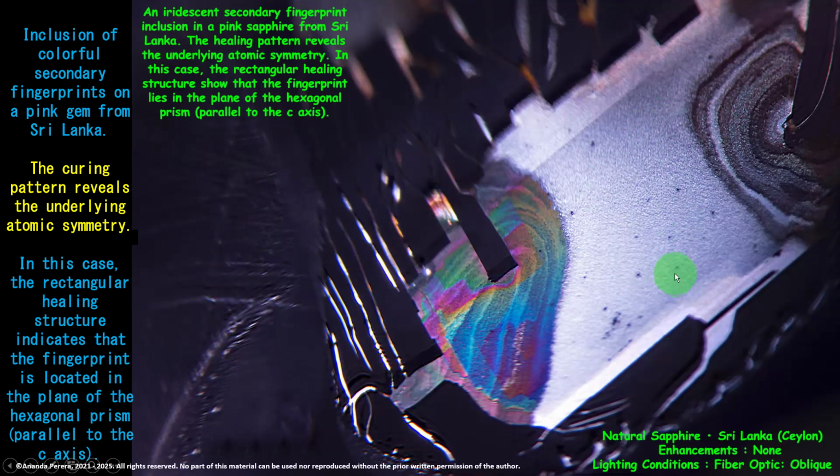Another fingerprint. The healing pattern reveals the underlying atomic symmetry. Underlying atomic symmetry tells us what is the healing pattern. In this case, the rectangular healing structure, see, rectangular shapes are there.